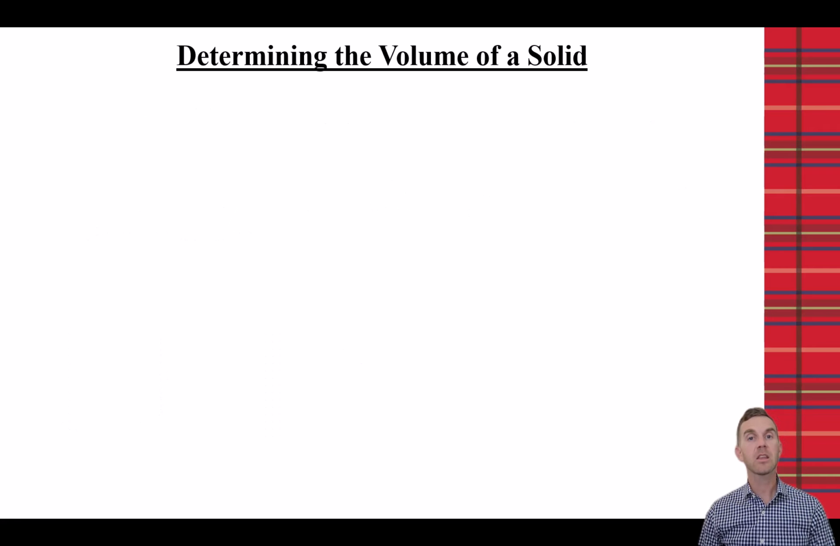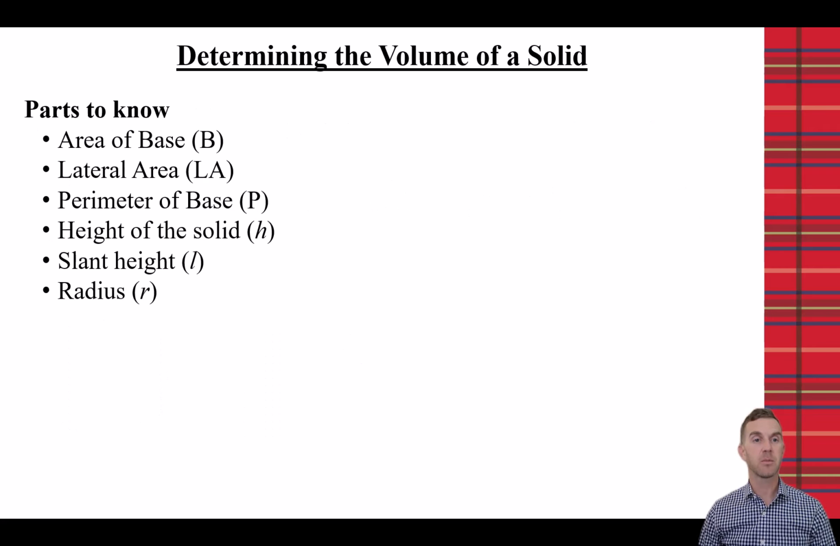Now, when we want to calculate the volume of a solid, we need to recognize some of the parts that make up the solid. We can have the area of the base, that's our capital B. The lateral area is our capital LA. P will represent the perimeter of the base. H will be the height of the solid. L will be the slant height, and R is the radius when we have circles.